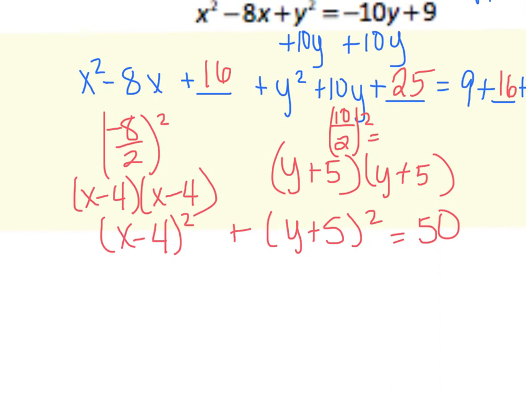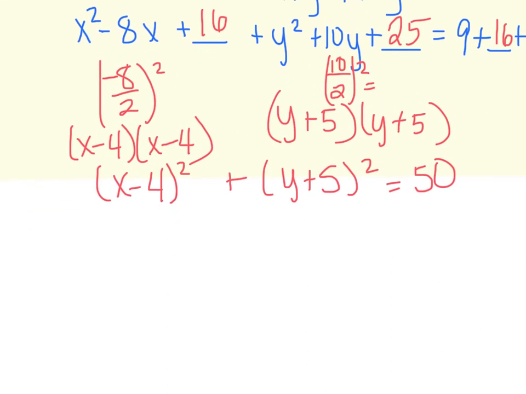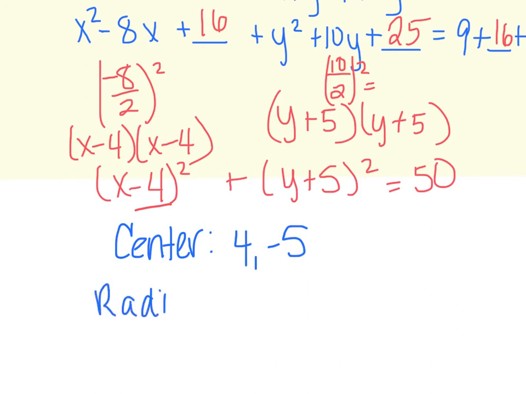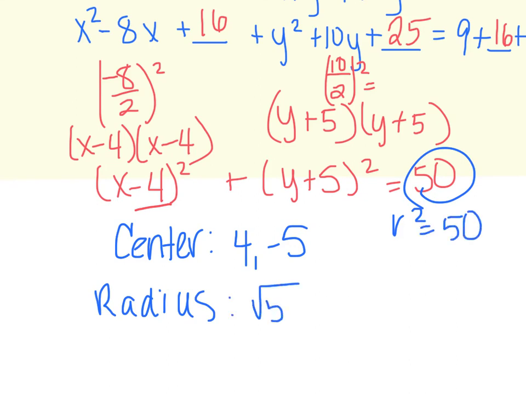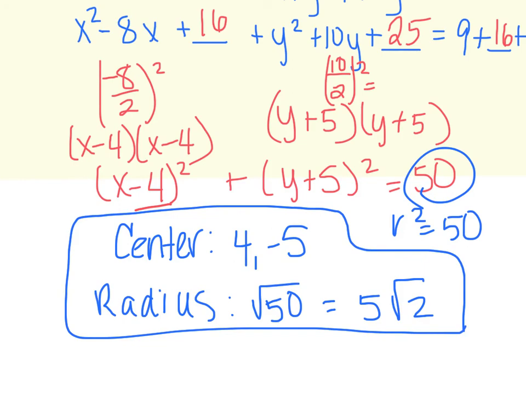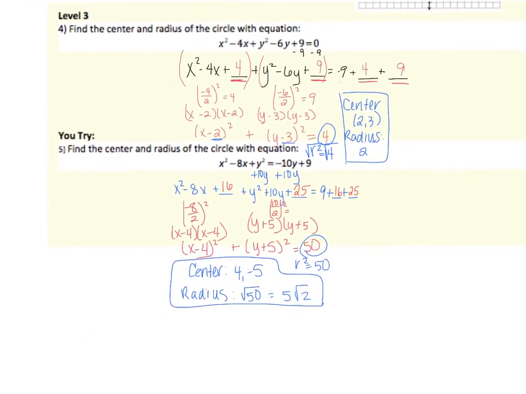If we're identifying our center and our radius, our center is going to be at 4, negative 5, and remember, r squared equals 50. So the radius is going to be the square root of 50, which you can simplify into 5 root 2. Okay, so those are level 3s. Let's work on the practice level 3s and let me know if you have any questions.